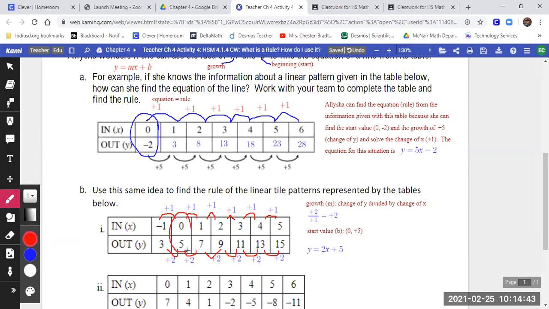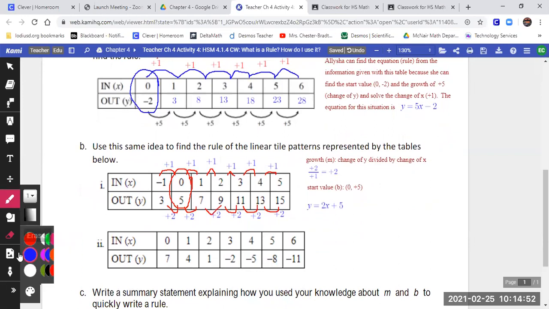We're always looking for where the x is 0. Let's go do the next one.